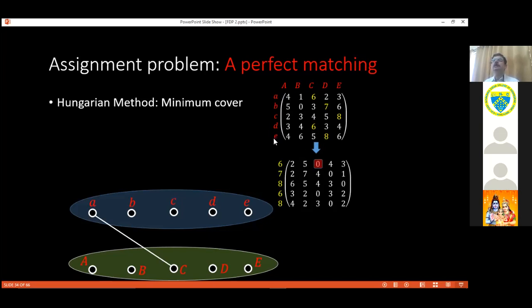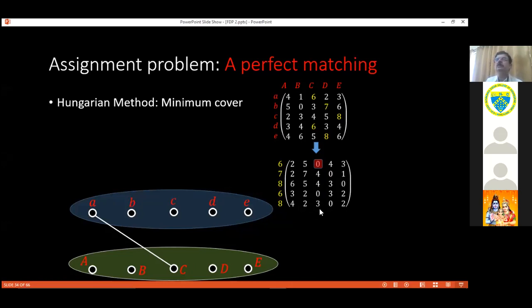Similarly, 8 I took outside, so subtract each one by 8. I'm getting this. Then you see the zeros. The first row, third column contains 0. First row corresponds to A, third column for C. So you write an edge from A to C. Okay, I want to lose the minimum profit. This is the loss matrix. Okay, I'm thinking to get minimum loss.